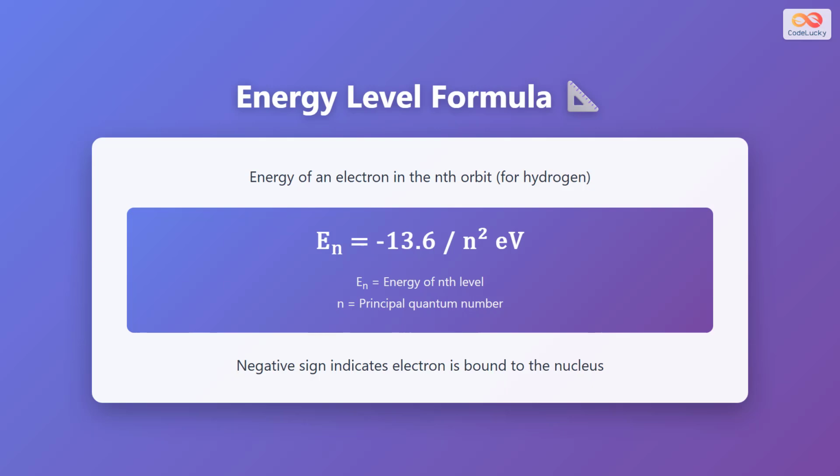For a hydrogen atom, we can calculate the energy of an electron in any orbit using a simple formula. The energy of the nth level, written as E sub n, equals negative 13.6 divided by n squared, measured in electron volts. E sub n represents the energy of the nth level, and n is the principal quantum number we discussed earlier. The negative sign is important because it indicates the electron is bound to the nucleus. A bound electron has negative energy, and the more negative the energy, the more tightly bound it is. As n increases, the energy becomes less negative, meaning the electron is less tightly bound.